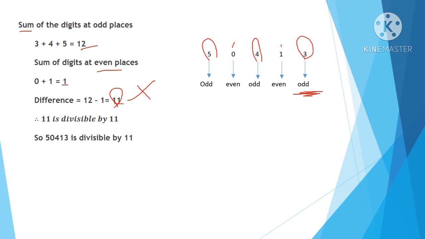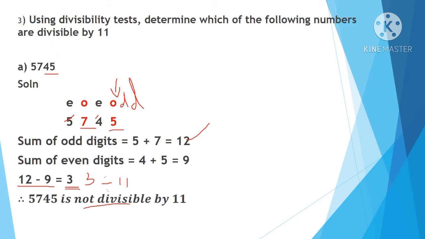Okay, now let's see the exercise problems. Here, using divisibility test, determine which of the following numbers are divisible by 11. So here we want to apply the divisibility rule for 11 and find out whether the given number is divisible by 11 or not. So here what is the example given? 5745 is a number given to you.